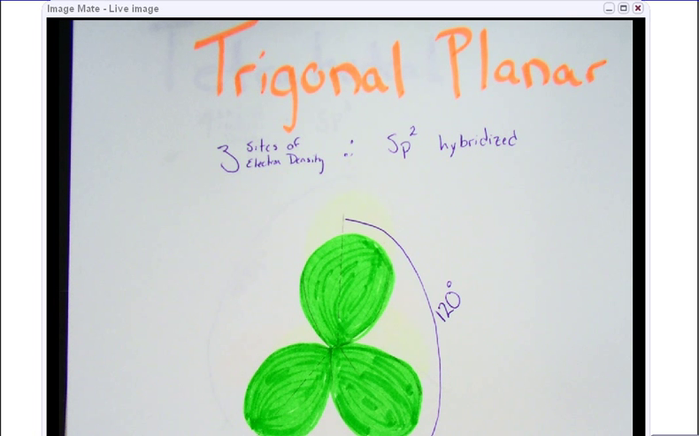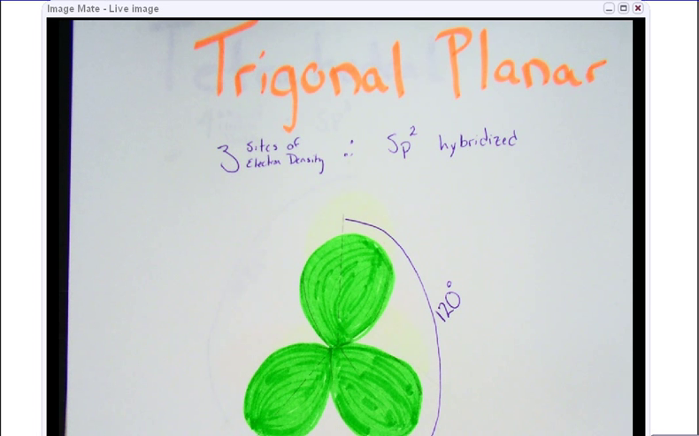If I have three sites of electron density, that means I'll need three letters. So you can have up to three P's, so let's take another P. That gives us sp2 hybridized, that's three letters, s and p is three. And the shape is called trigonal planar.